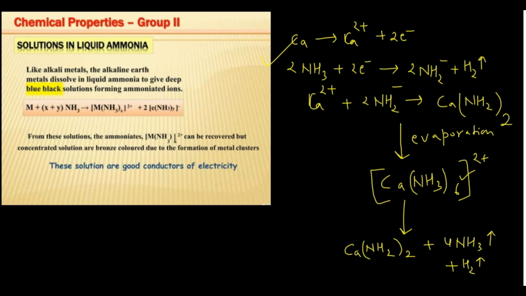Okay, now moving to the next slide, and of course before concluding this particular slide, you should know these are good conductors of electricity, because they have the ammoniated electrons and the charged ions. However, this property is much less pronounced in the case of the alkaline earth metals, but it is more pronounced in the case of the alkali metals.